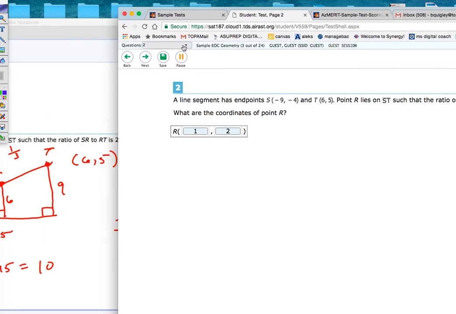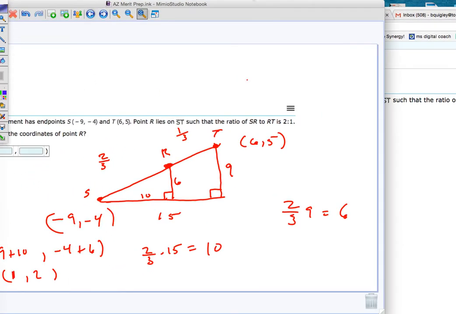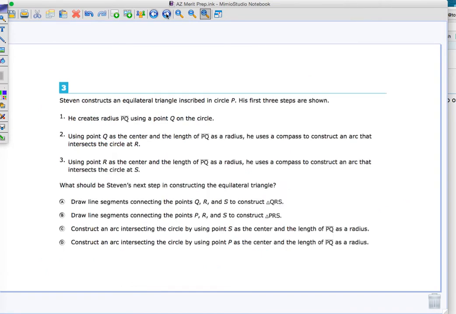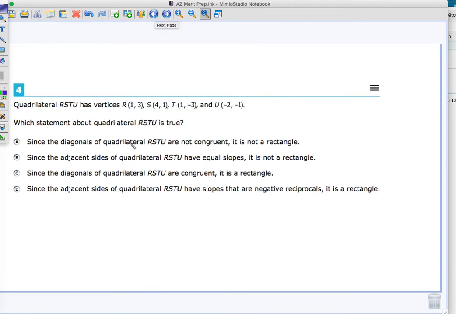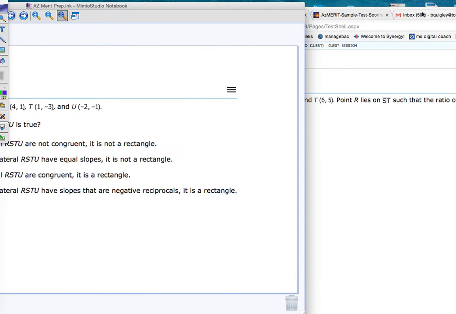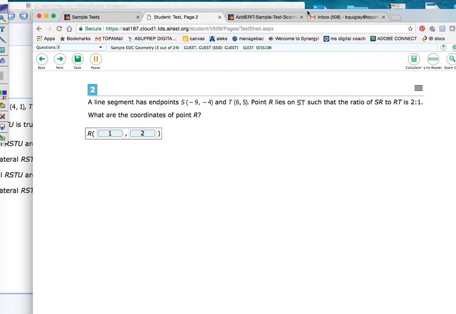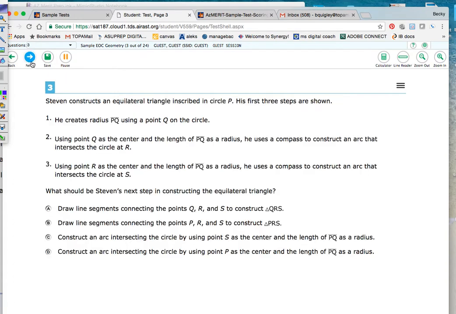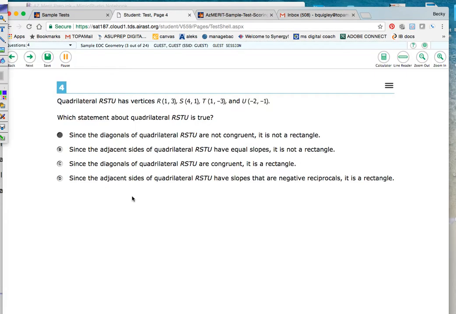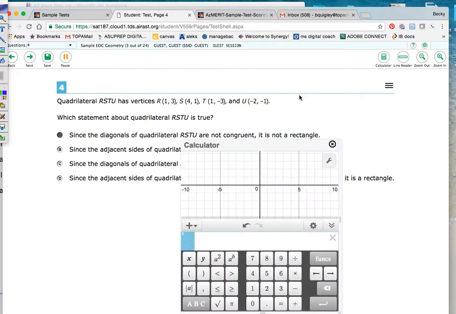All right, so let's go ahead and look at another example. Let's look at this one. This one gives us a quadrilateral, and it gives us all the vertices for that quadrilateral, and it wants us to analyze which statement is true. So I would start by plotting all of those points on your calculator or on the Desmos app within AZ Merit to get an idea as to what that looks like. So let me just get to that question. So here we are. We're going to pull up the calculator. We're going to plot all of those ordered pairs.